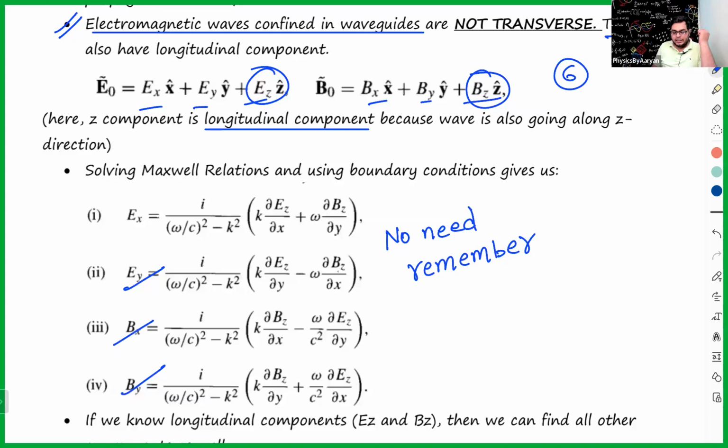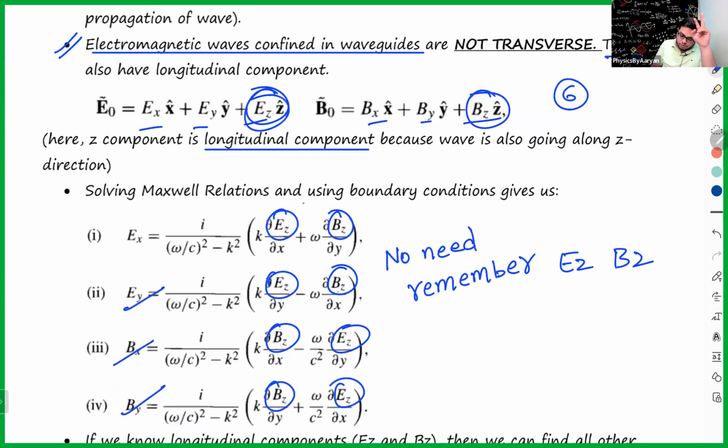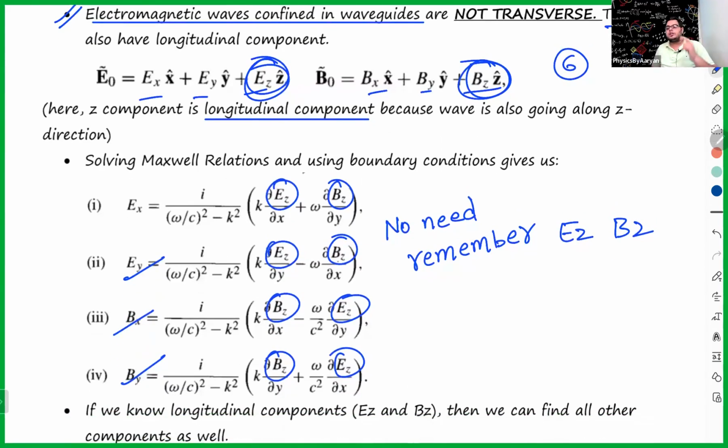As a matter of fact, if I just know Ez and Bz, only these 2, if I know Ez and if I know Bz, meaning the longitudinal components, then I can find all the other 4. There were a total of 6 things to find, but if I know only Ez and Bz, then I can find Ex also, I can find Ey also, I can find Bx also, and I can find By also.